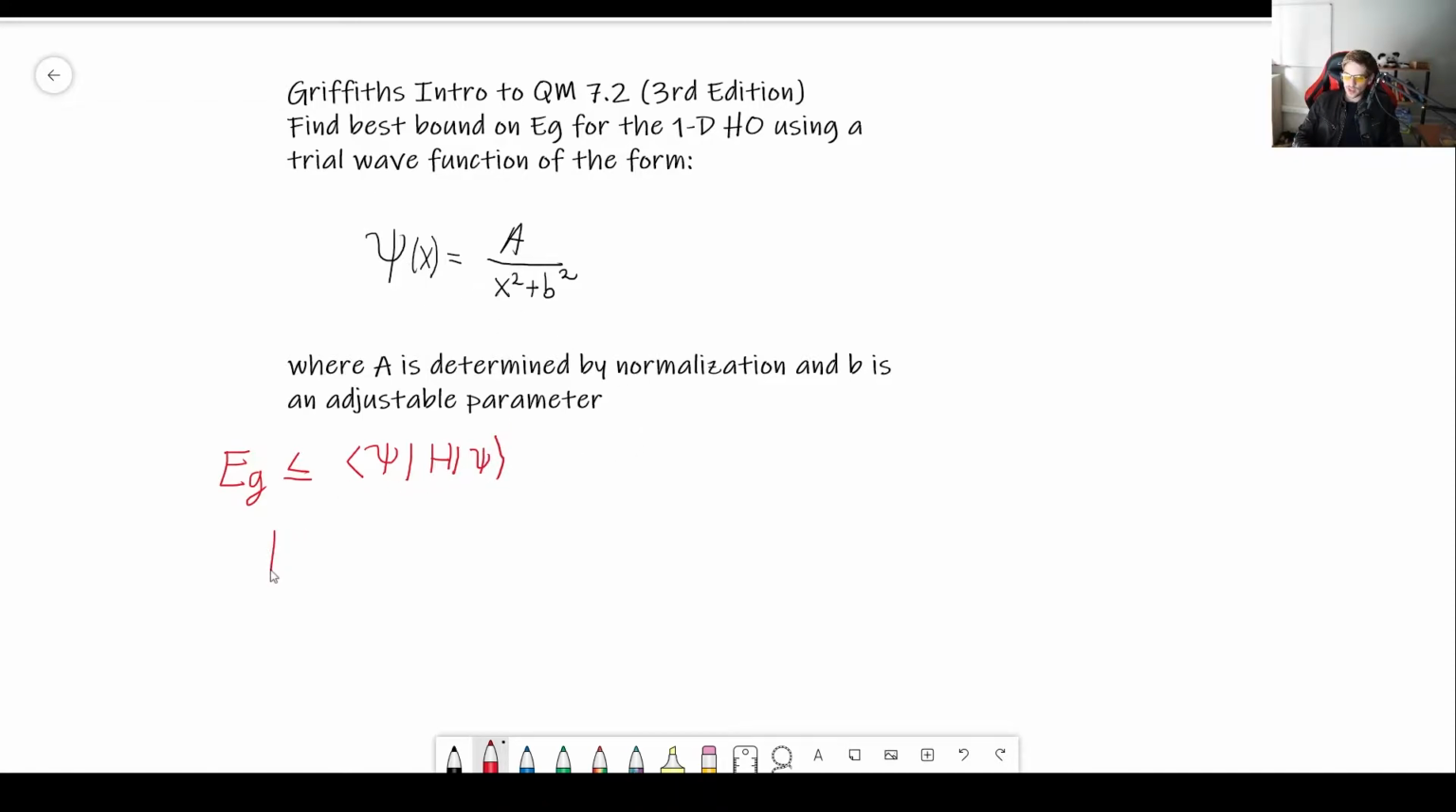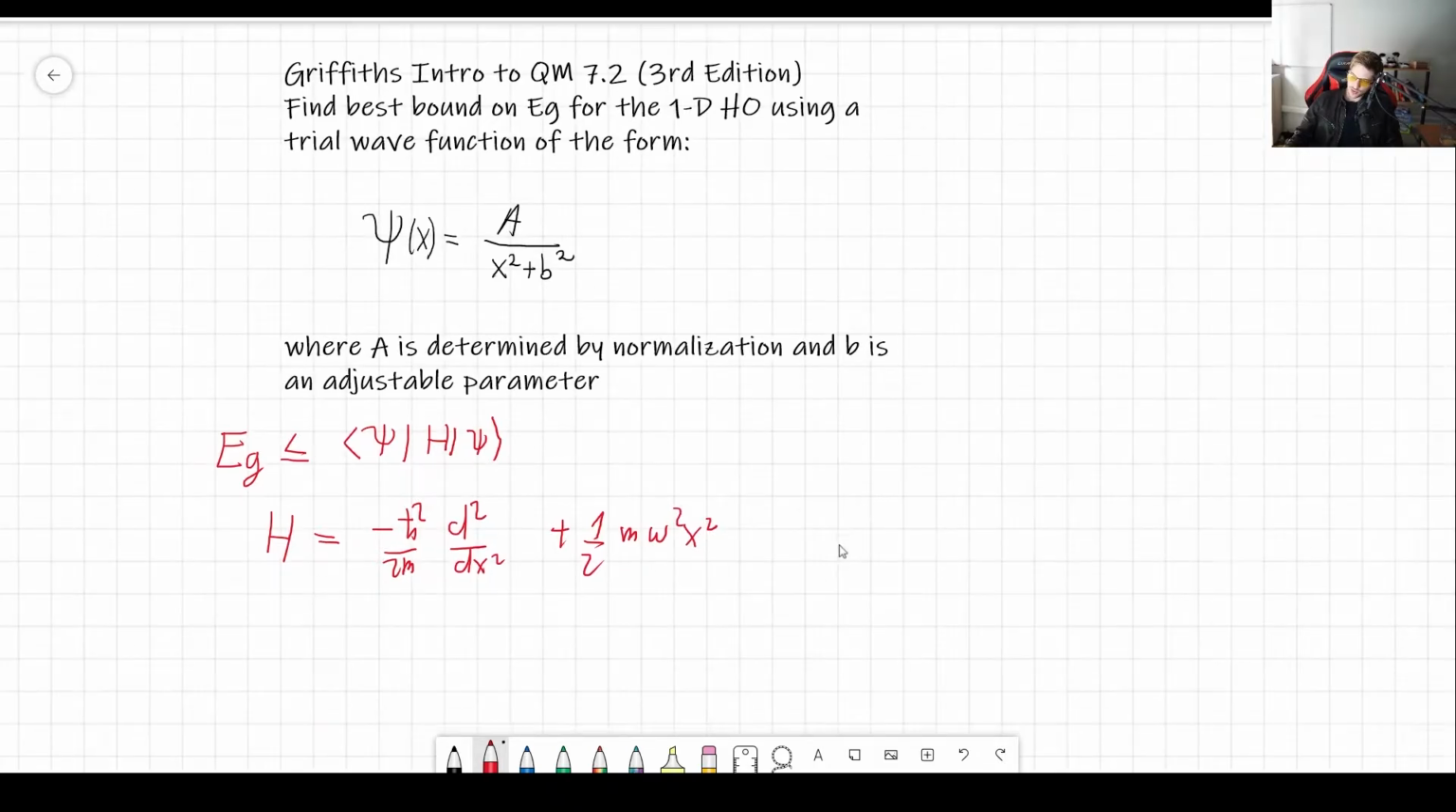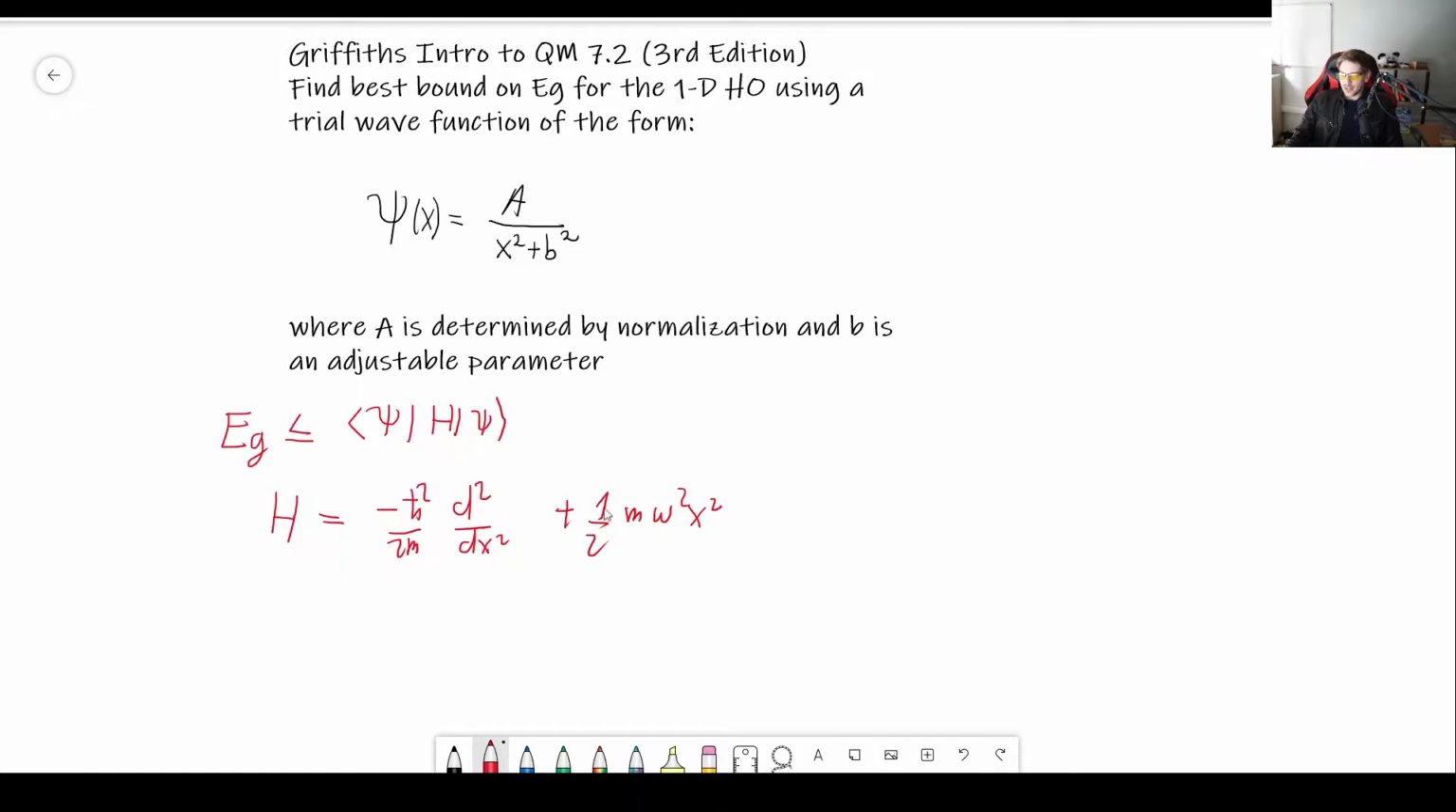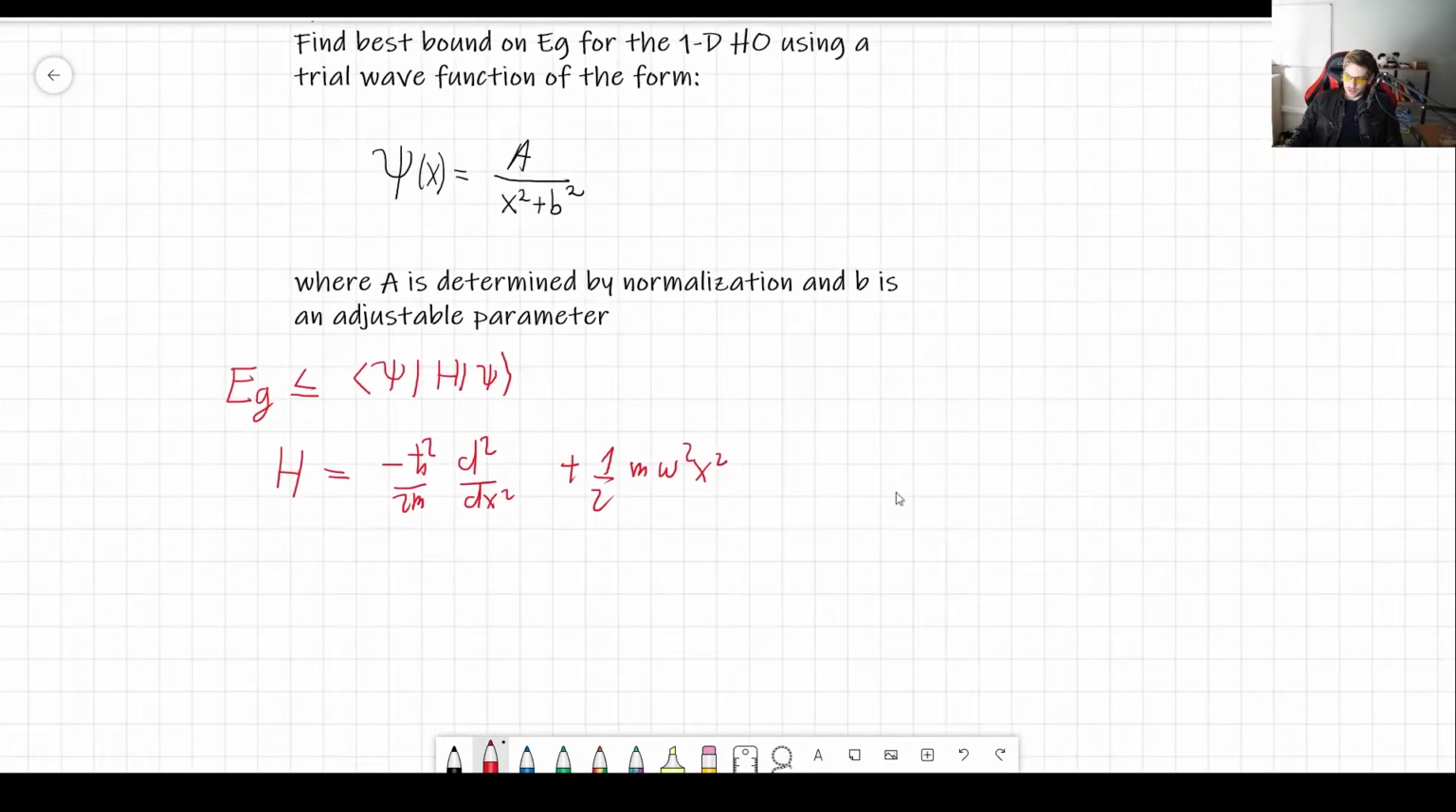Okay, so what is the Hamiltonian? Well, we are dealing with the one-dimensional quantum harmonic oscillator, so the Hamiltonian will be minus h bar squared over 2m, right? This is the kinetic part, d squared dx squared, and then plus 1/2 m omega squared x squared. So this is the quantum harmonic oscillator Hamiltonian.